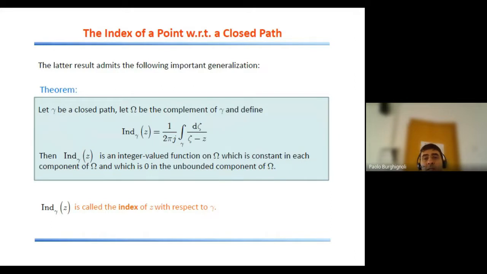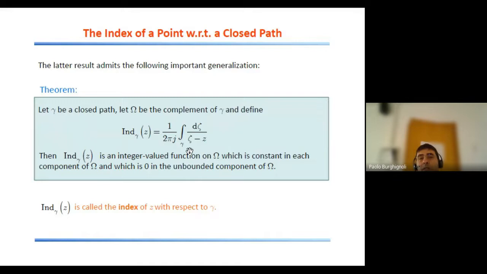Now, since we have seen an example of a function whose integral along a closed curve is different from 0, this is the good place to introduce an important concept, which is the concept of the index of a point with respect to a closed path. Here you see a theorem that says that if you have a closed path gamma contained in the complex plane, and you let omega be the complement of gamma, so the set of points which do not belong to gamma, and if you define this function of the complex variable z, Ind with subscript gamma of z, whose definition is given by the right-hand side.